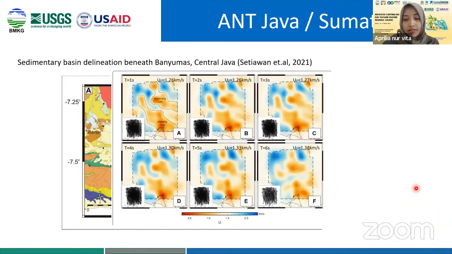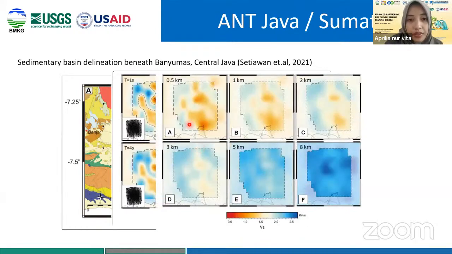Setiawan can extract the group and phase velocity of Rayleigh waves, and there is the existence of low group velocity of Rayleigh waves in Majenang Low and Citandui Low up to period 5 seconds. When we invert to depth, we can see the low velocity zone is spread from 0.5 kilometers up to 2 kilometers.